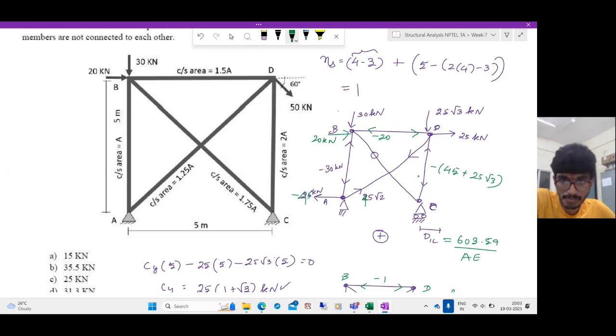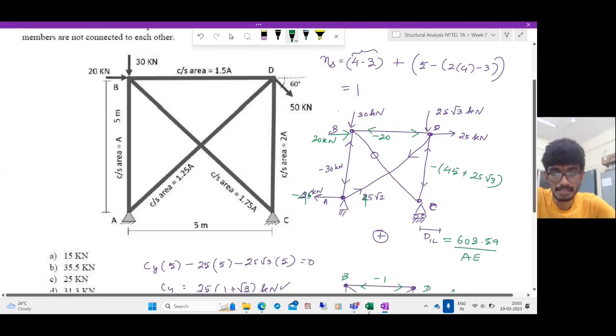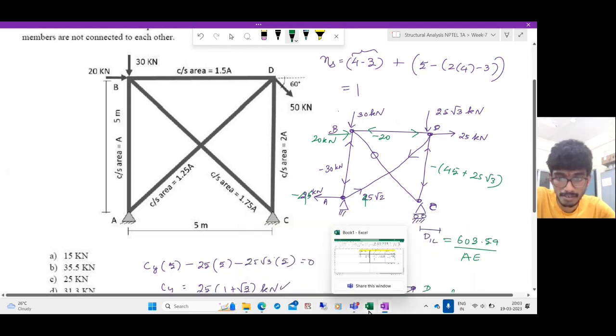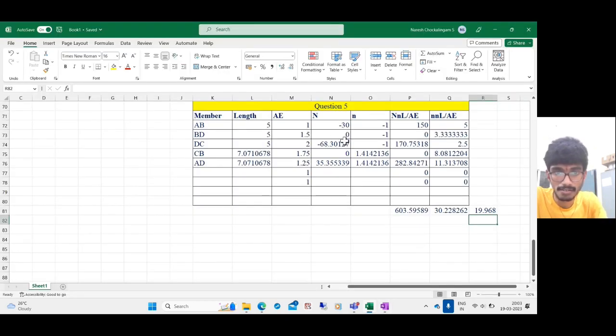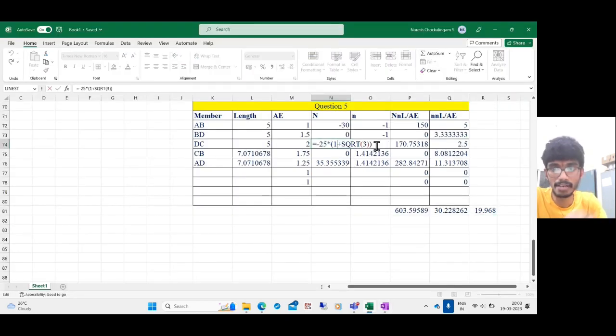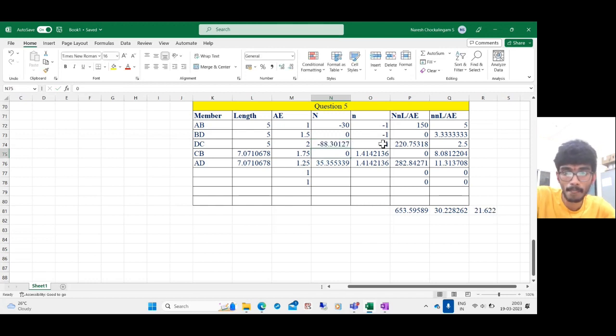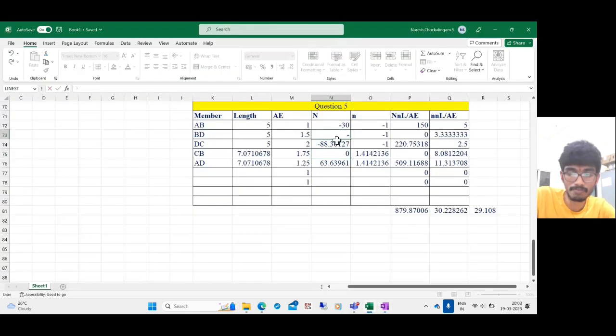Let us make these corrections in the Excel sheet. So this is 25 into 1 plus root 3. There's another 20. And this is not 25 square root of 2. This is 45 root 2. In the member BD, it is not 0, it is subjected to a compression.